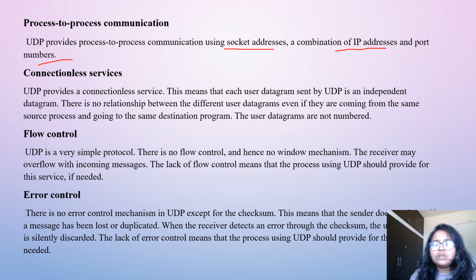That means each user datagram sent by UDP is an independent datagram. There is no relationship between different user datagrams even if they are coming from the same process and going to the same destination program. That is, the data which is sent in UDP is independent of each other, and datagrams are not numbered.